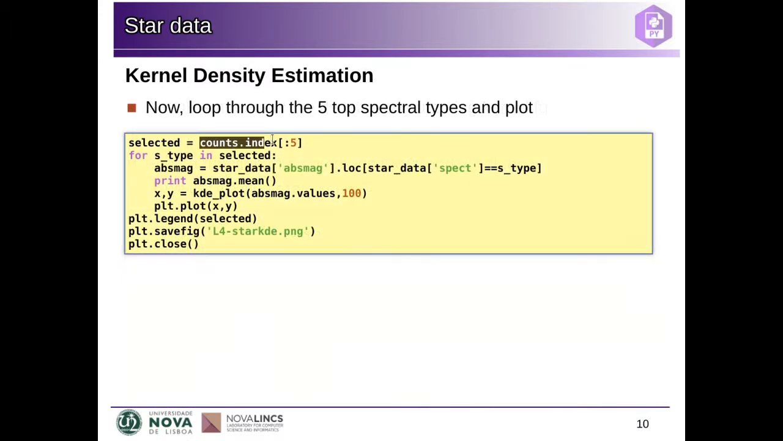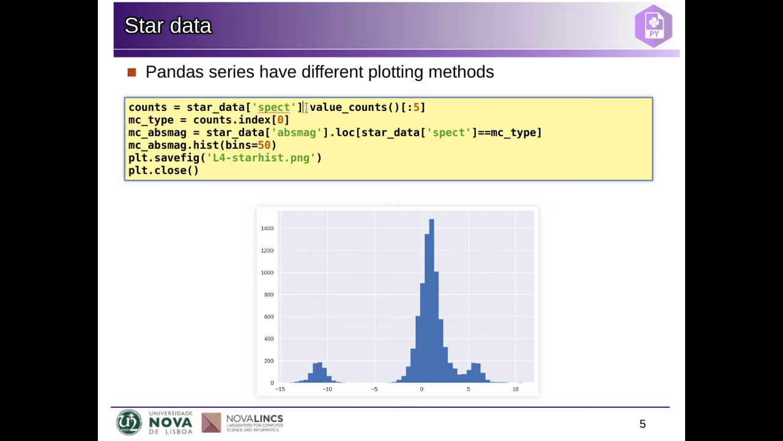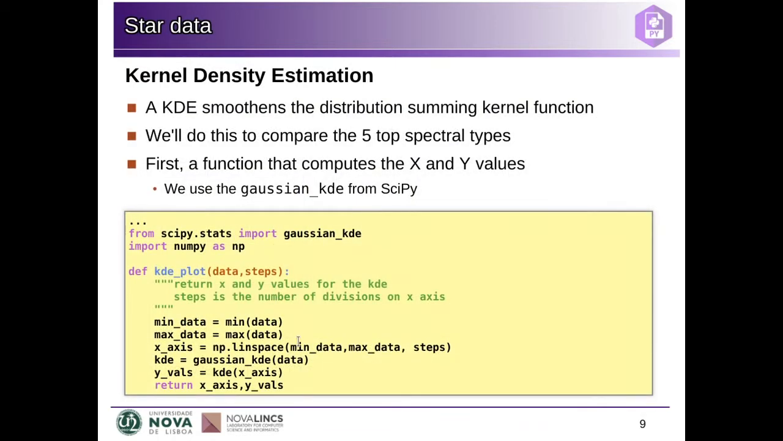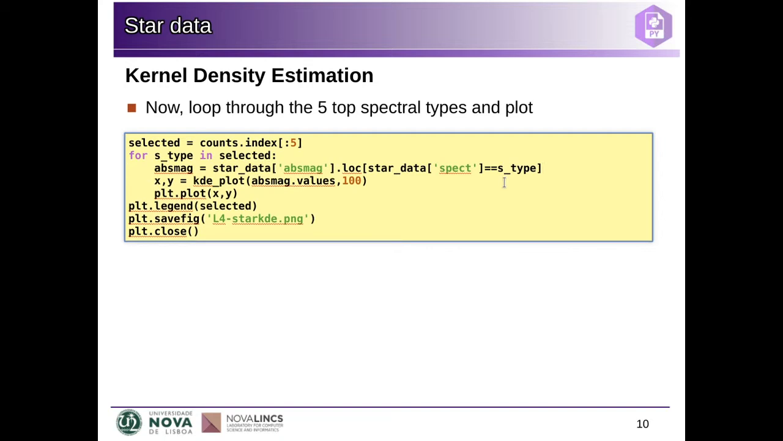We're going to get the first 5 elements here. So basically, we use the value counts to get how many of each spectral type we have in our database. And so we can get the first 5, which are the 5 most common spectral types. And now for each spectral type here, we're going to get the absolute magnitude. Okay, I have a typo here. We don't need this row. We're going to get the absolute magnitude of the stars of this spectral type.